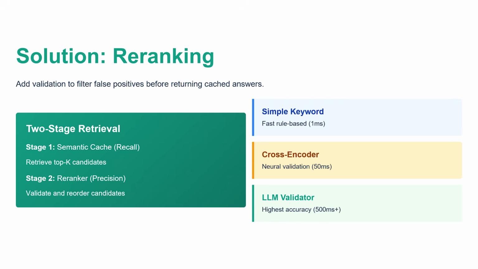You have got 3 options here. Simple keyword matching. Super fast, like 1 millisecond, but pretty basic, just checks for keyword overlap. Cross-encoder is the middle ground, takes about 50 milliseconds, gives you a good accuracy, and you can run it yourself without API costs. And LLM validator. It has the highest accuracy. It can actually reason about whether the answer matches, but it is slow, around 500 milliseconds or more, and you are paying API costs.